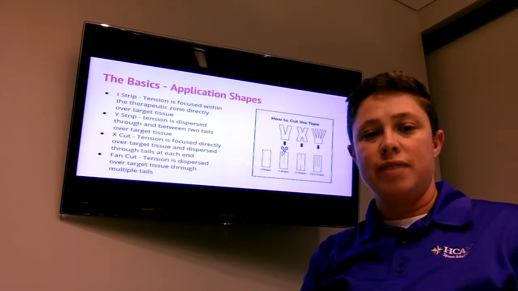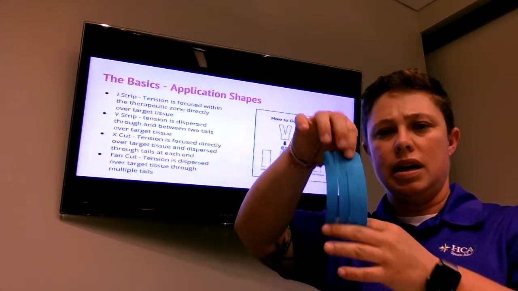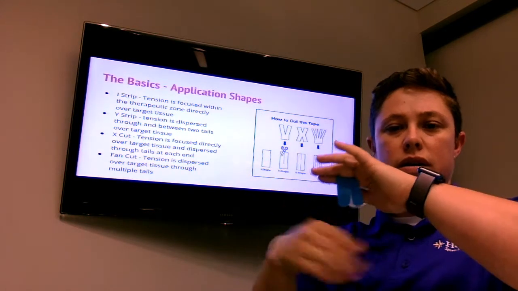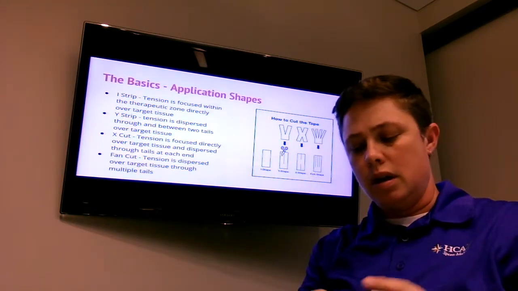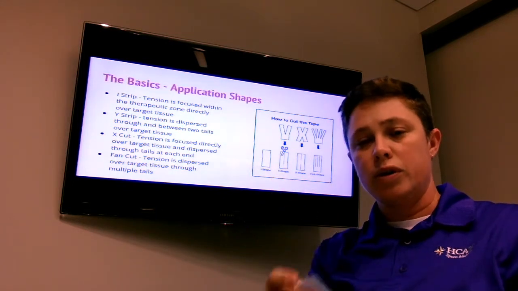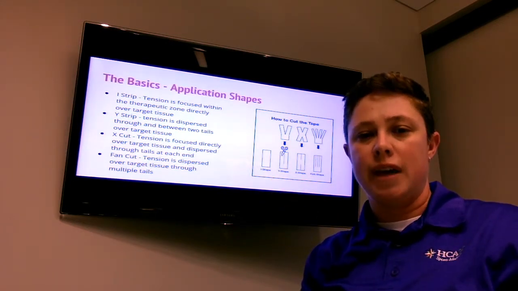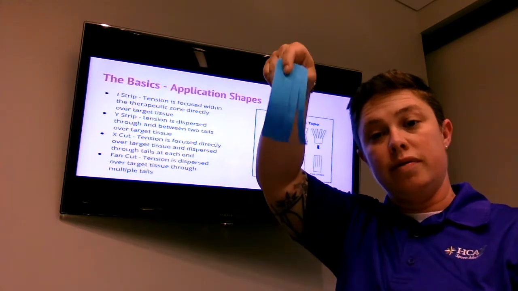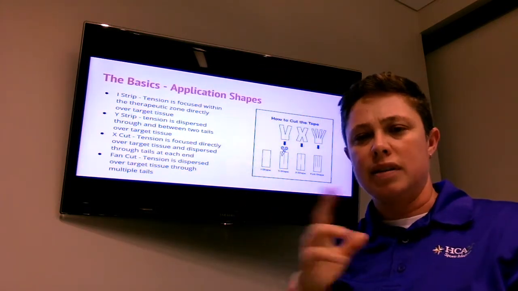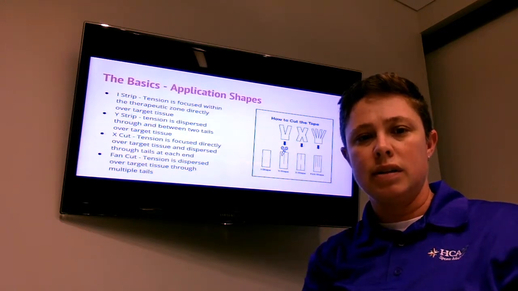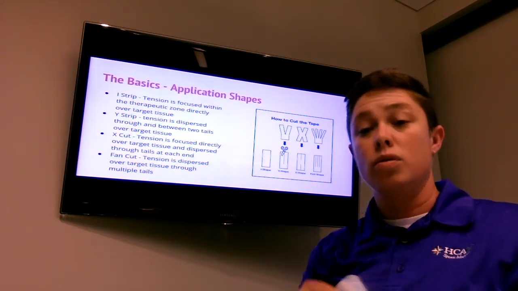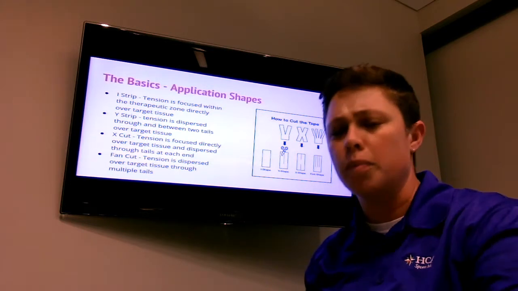Last is the fan cut. I call this the octopus. Again, the ends are rounded. And this is the one that I use most often for circulatory or lymphatic issues. If you get an octopus or a fan that's really long, you can probably cut this into 6 as opposed to 4 fans. So for the fan cut, the tension is dispersed over the target tissue through the multiple fans, or the multiple tails, I'm sorry.